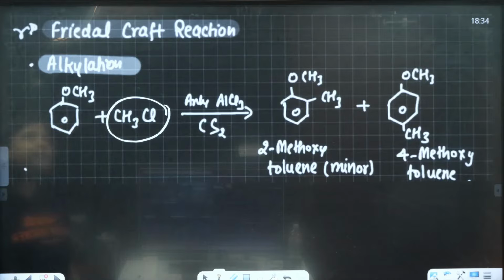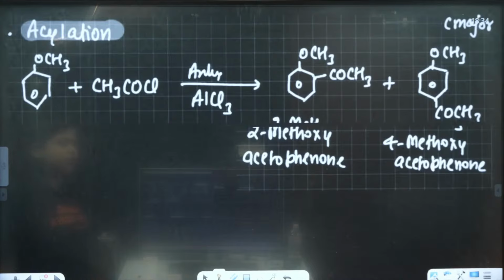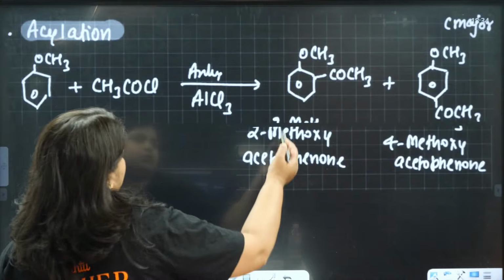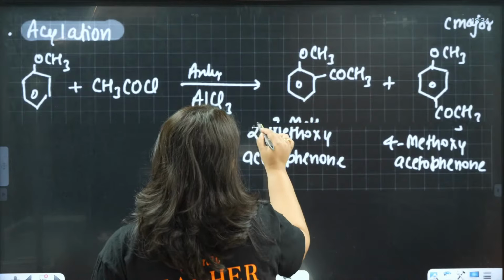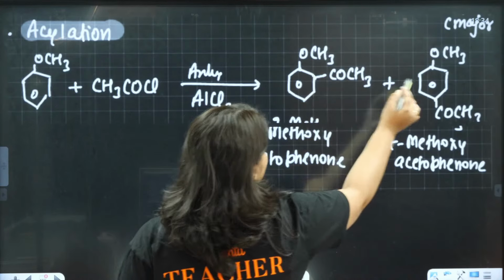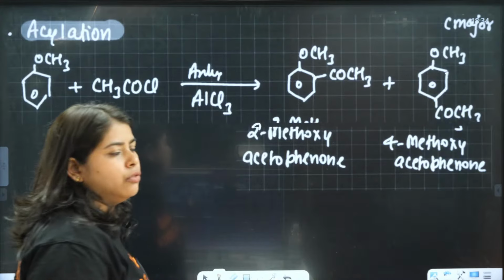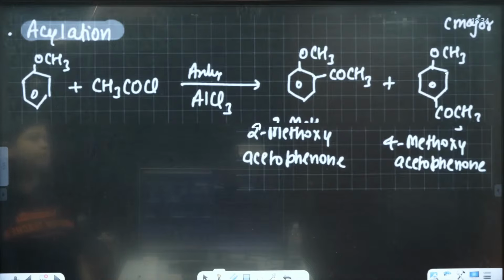Next comes acylation. Acylation is also a process with AlCl3. Again it gets attached at the fourth position, counting 1, 2, 3, 4, giving 4-methoxyacetophenone. That will be the major product.